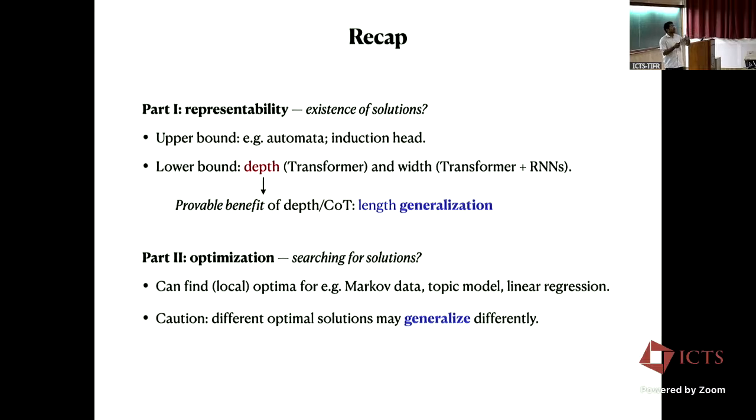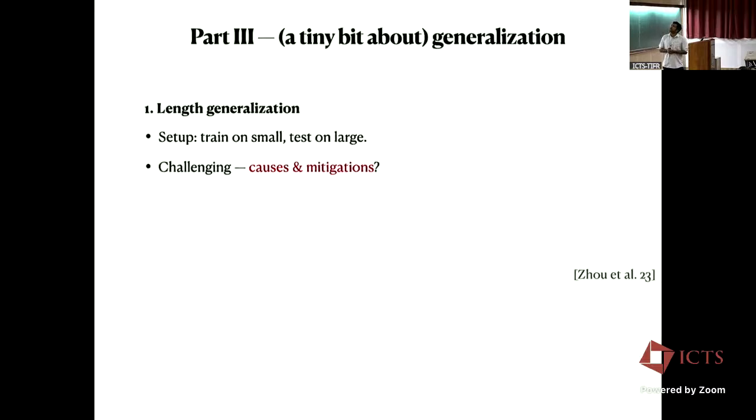So the thing to keep in mind here is that various optima could exhibit various generalization properties, right? It's a well-known thing. So overall, we would like to understand how generalization happens. So in part 1, for the representability, coming to length generalization, the goal is that if you train on some small sequences, we ideally want them to generalize to very long sequences during inference. And it's well known that transformers really struggle at this task, even on some small toy tasks.